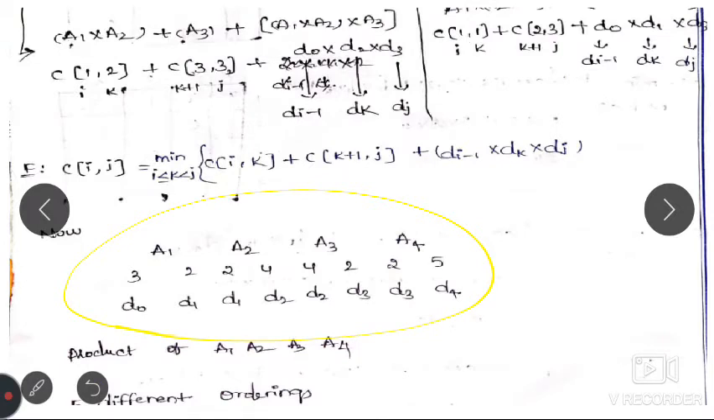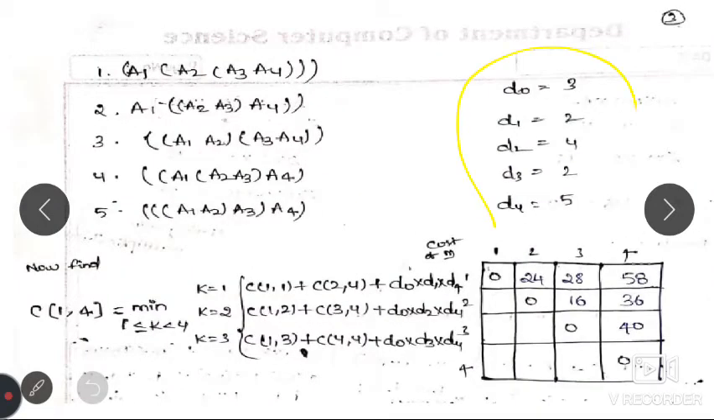We write these values here: D0 is 3, D1 is 2, D2 is 4, D3 is 2 and D4 is 5. Now we draw a table to find the cost of the matrices. For 4 matrices, we have to find the cost of 1 comma 4. The values I have already written, so these are empty boxes, and we have to find these values.